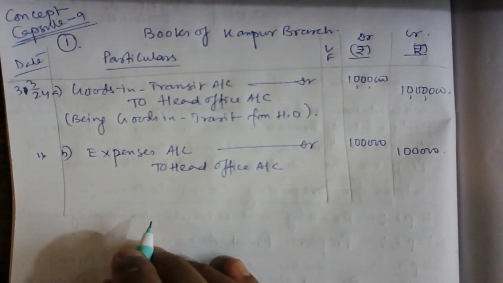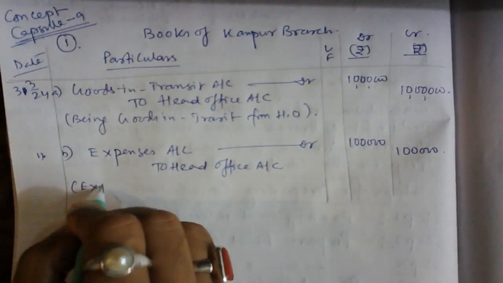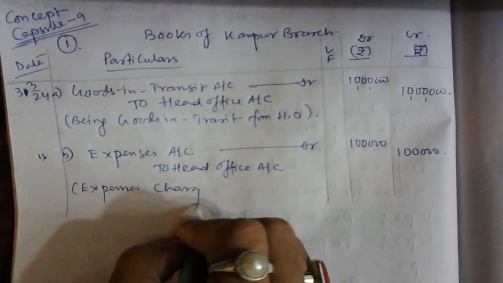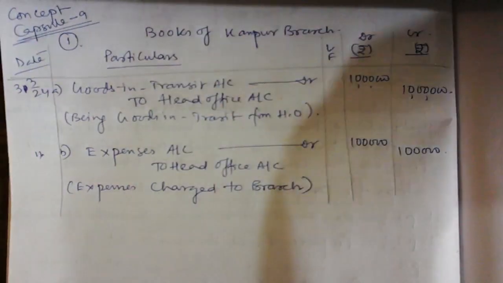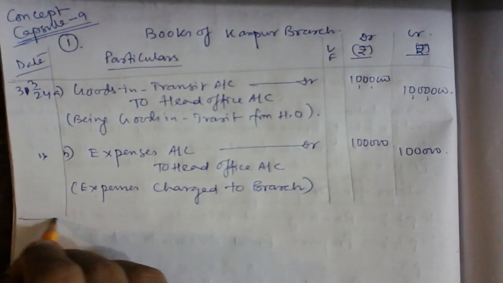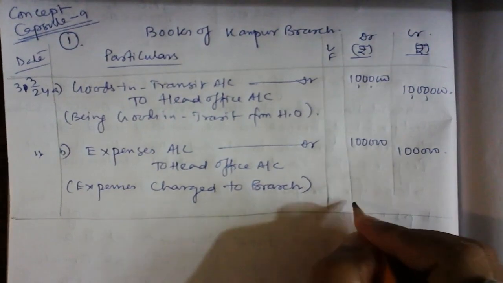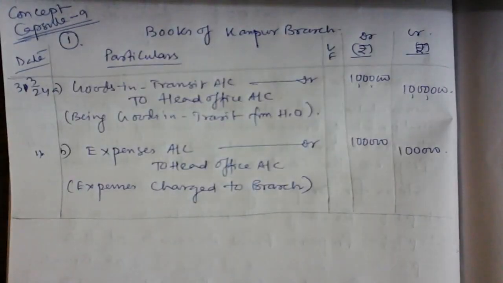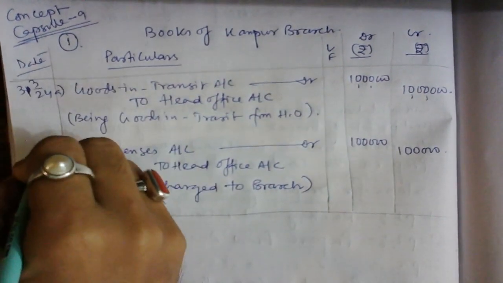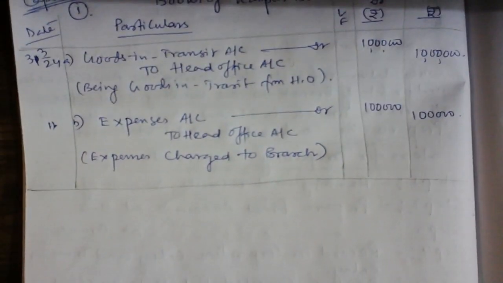ठीक है, you can write here like this: expenses charged to branch. ठीक है, expenses charged to branch. So ये बन गया सर, ये हो गया. So expense account debit to HO, that is expenses charged to the branch. Okay. So that is what, in the books of Kanpur branch, we made these sort of entries. That is what we have done. Perfect है? कोई problem नहीं है.